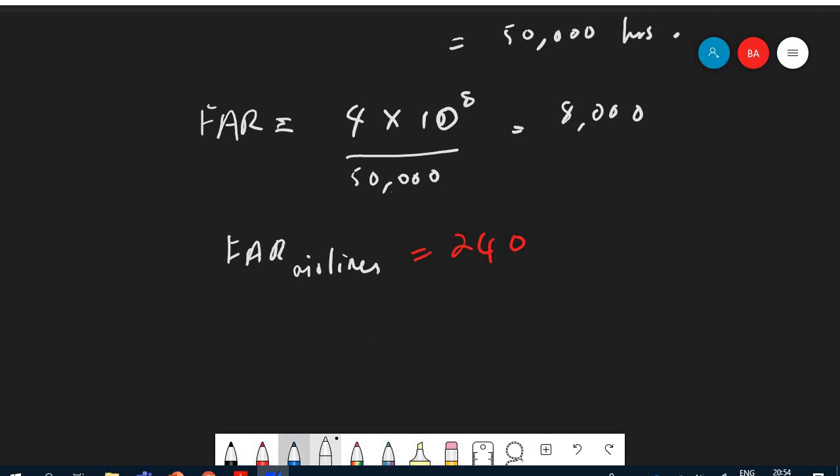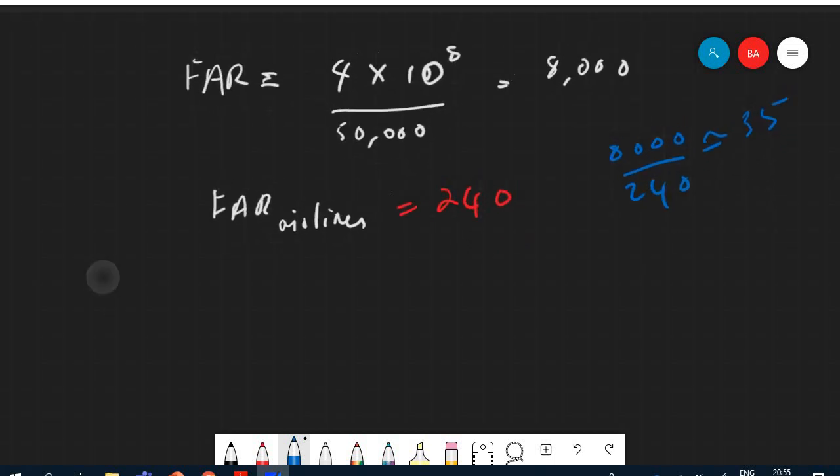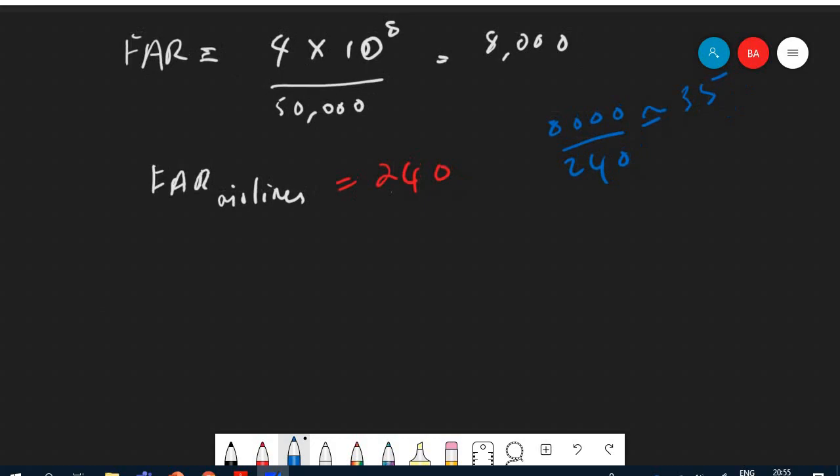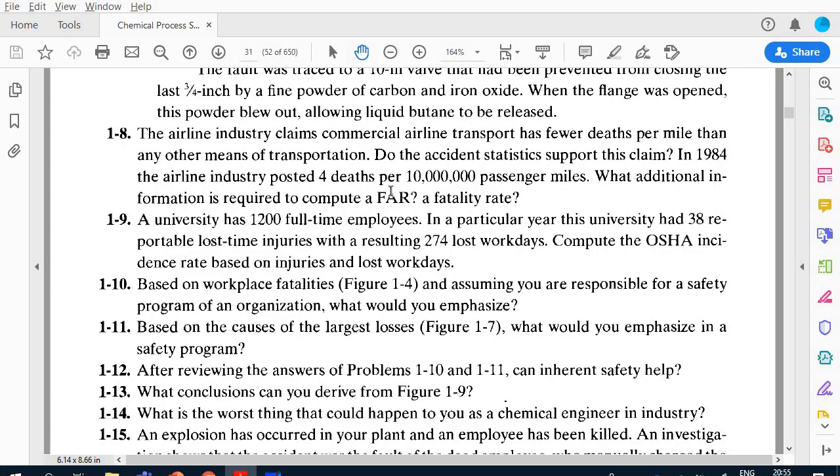Let me do that in blue. So you're talking about 8,000 divided by 240. How much larger is this? I can't calculate it exactly. It's more than 30 times, less than 40 times, but let's say about 35. I don't know, but that is really crazy. That is really very high. So that was the FAR, and we can see that what they have reported was very tricky.